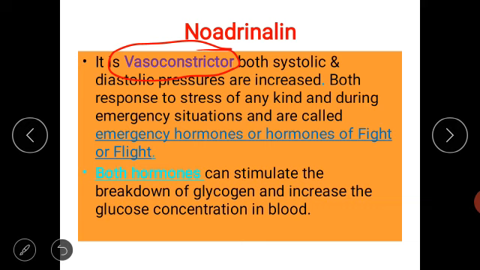Both respond to stress of any kind and during emergency situations, and are called emergency hormones or hormones of flight or fight. Both adrenaline and noradrenaline respond to stress of any kind and during an emergency situation, both hormones act and help to handle the situation. Adrenaline and noradrenaline are both called fight or flight hormones.